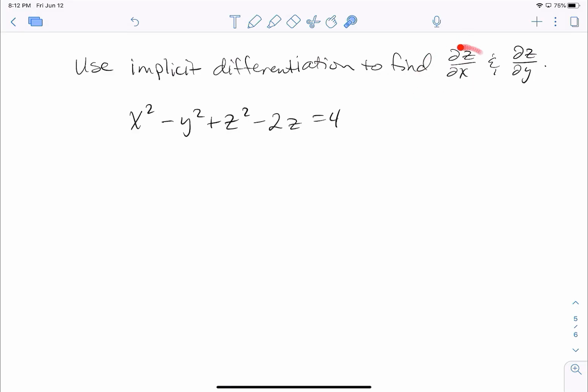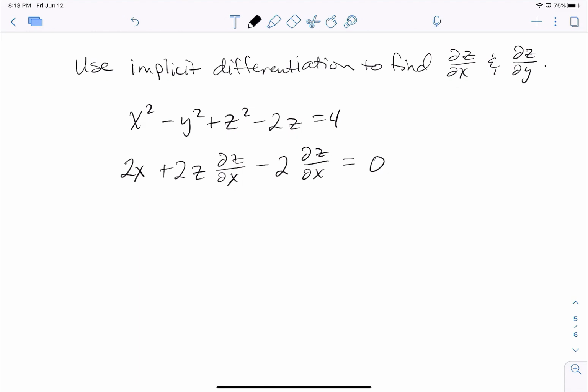First, we're going to differentiate with respect to x. We'll get an answer. We're going to differentiate then the original equation with respect to y. We'll get an answer. We'll go first with respect to x. The derivative of x squared with respect to x is 2x. Y squared is a constant with respect to x, and so negative y squared goes to 0. Z squared is going to become plus 2z times the partial of z with respect to x. Likewise, negative 2z is going to be negative 2 times the partial of z with respect to x. On the right-hand side, the derivative of 4 is equal to 0.